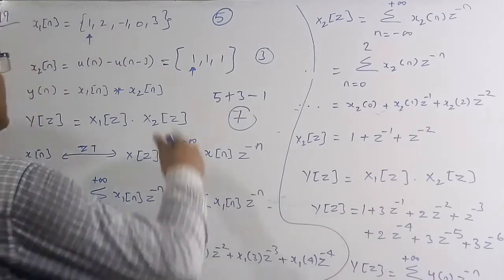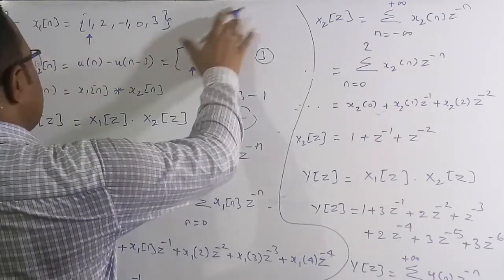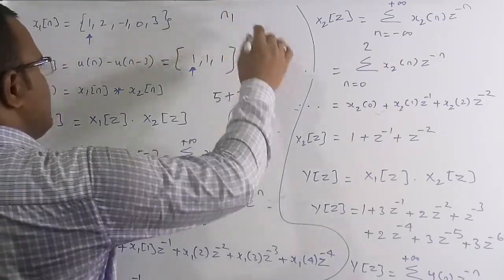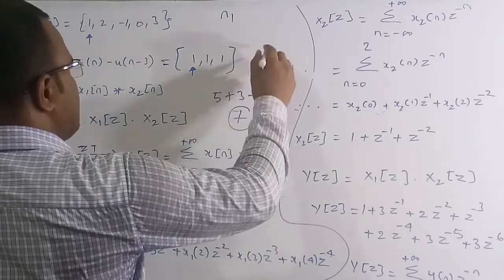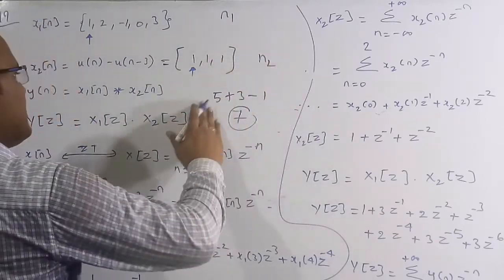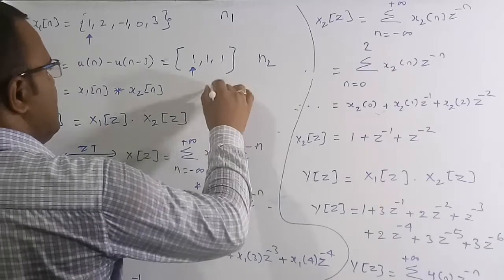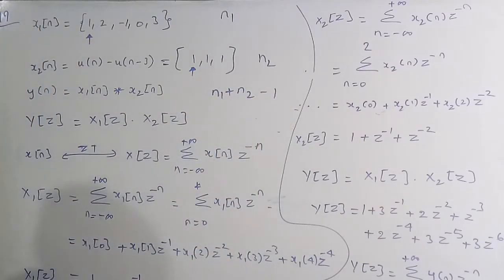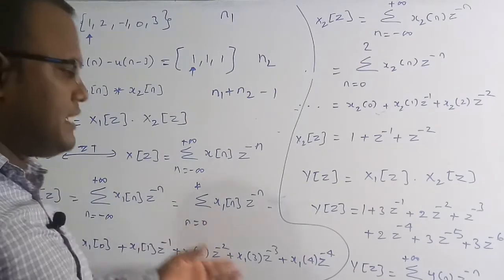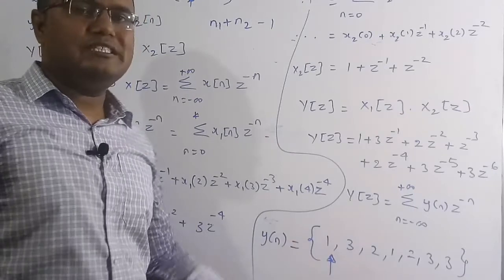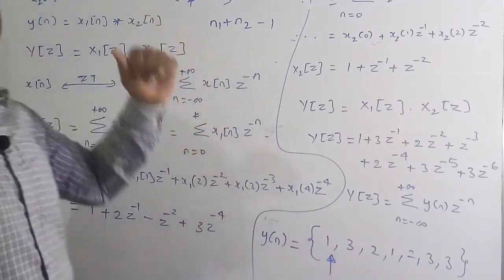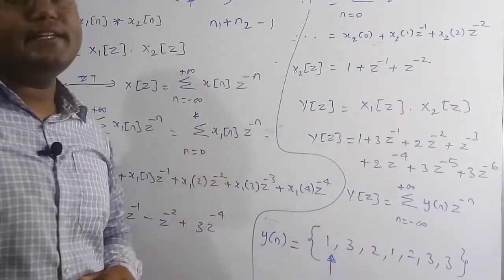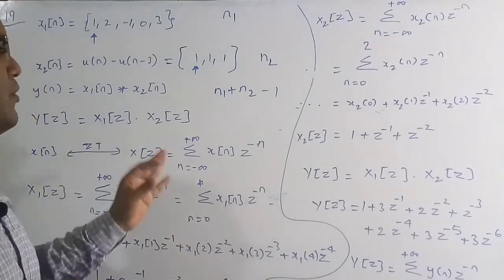So the basic formula is this: suppose x1 of n has n1 samples, and x2 of n has n2 samples. Therefore, the number of samples in y of n is n1 plus n2 minus 1. This many samples are going to be present in y of n. By using this formula, we can also check whether the number of samples in the result is equal to what we got by the formula or not. That is also a very tricky method. So these are some of the important things here.